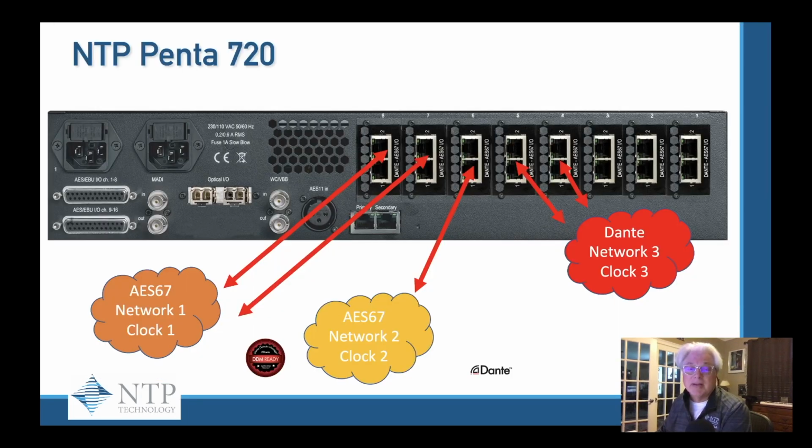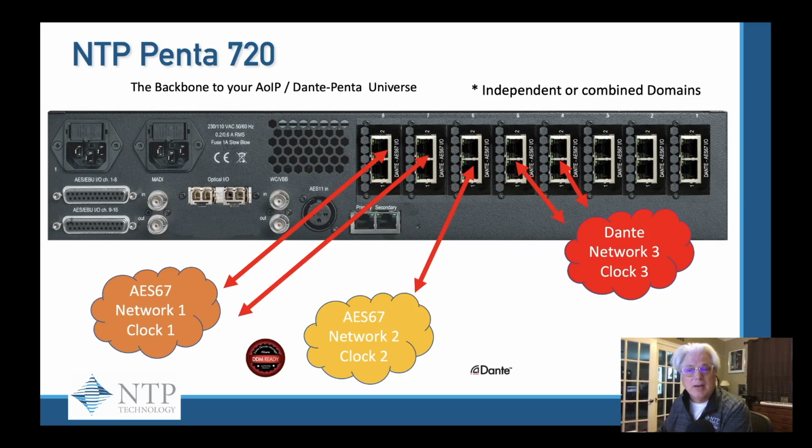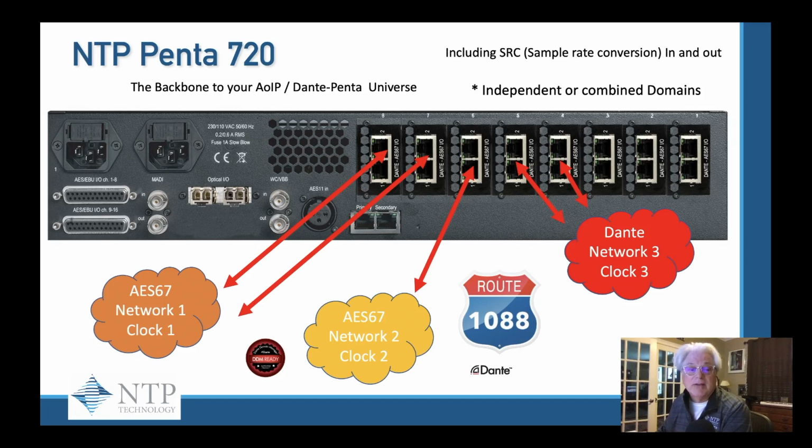The NTP Penta 720. The backbone to your audio over IP Dante Penta Universe. In this configuration, we're looking at independent or combined domains, 8 or 9 of them, depending on how you configure this scenario. We have 1,088 channels of Dante routable, sample rate conversion on any of these cards, and as you see, there are 3 networks in this example. Each of them have different clock sources, so that gives you total control as the backbone to your network.